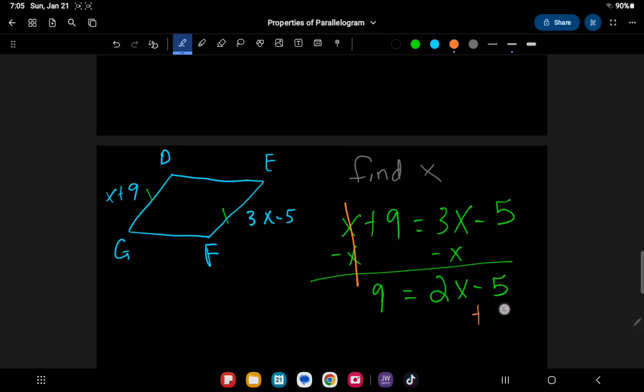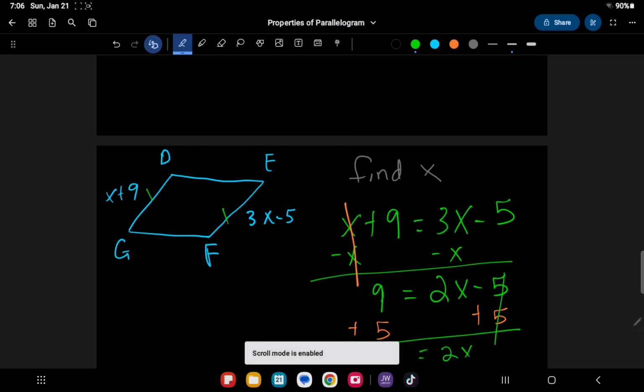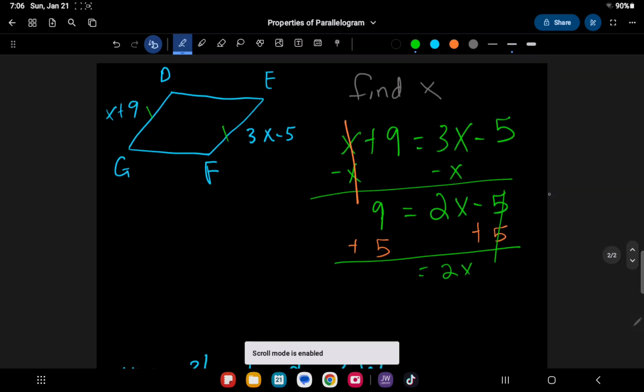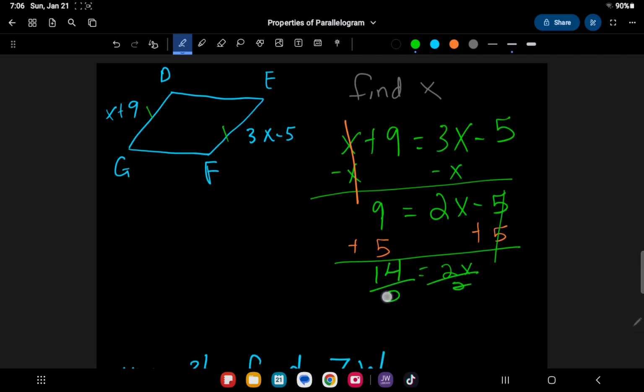Then I'm going to add 5 to both sides, and that will give me 2x on this side, and on the other side, let me just scroll up a little bit. Alright, so this gives me 14, and I can divide both sides by 2, so x is equal to 7, and there we have it.